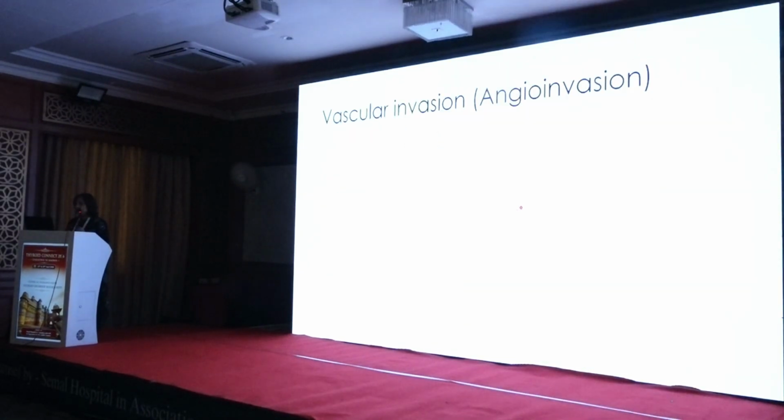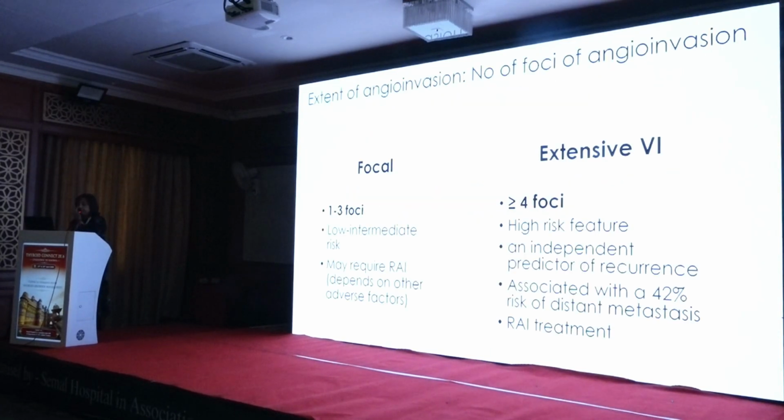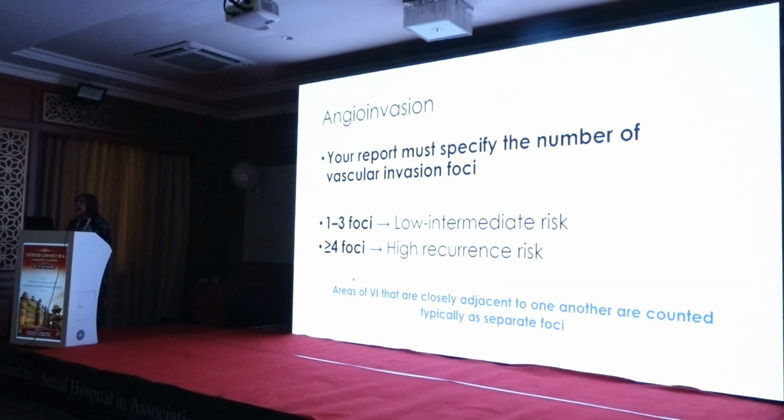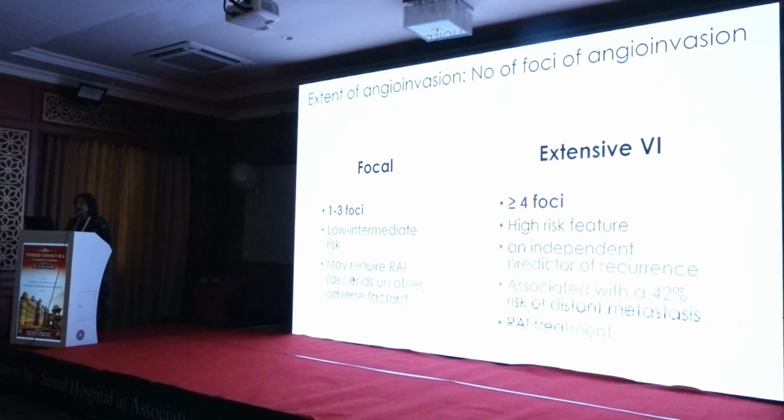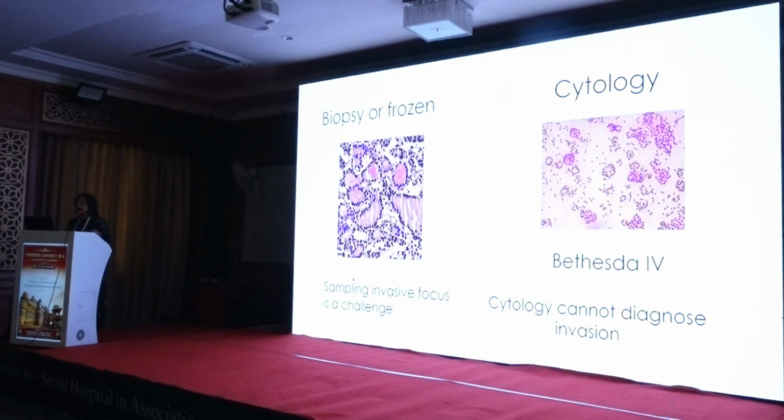There's a plug of tumor in the vessel. So the most important predictor of distant metastasis, and we have to quantify the number of foci of vascular invasion that are seen, because there is about more than 30% risk, and RAI is indicated, and it is a high risk feature. Whereas only limited vascular invasion or focal vascular invasion is a low to intermediate risk factor. So other factors will be needed to give radioiodine. So you check your report, it must specify the number of vascular foci.